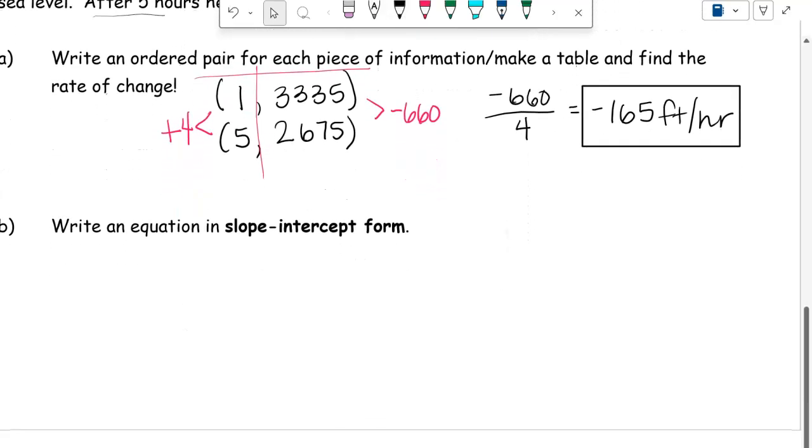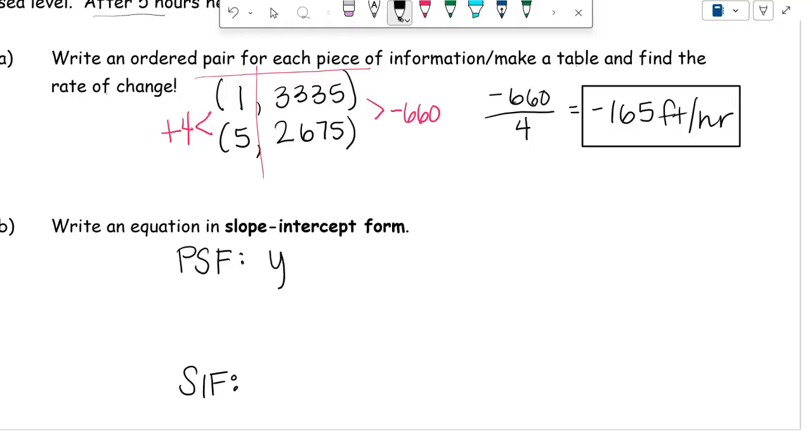Now what we have to do is write an equation for this problem in slope-intercept form. So we look at our points. Are either of our points a y-intercept? The answer is no, because we do not have a 0 here. So just like before, we have to start in point-slope form and end in slope-intercept form.